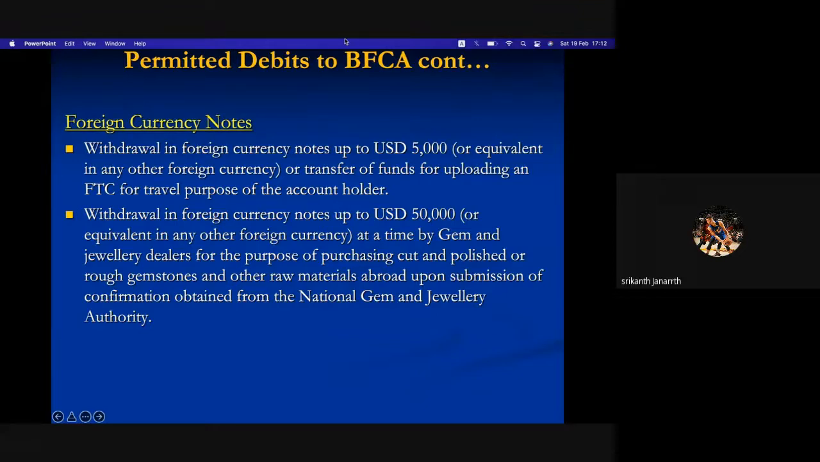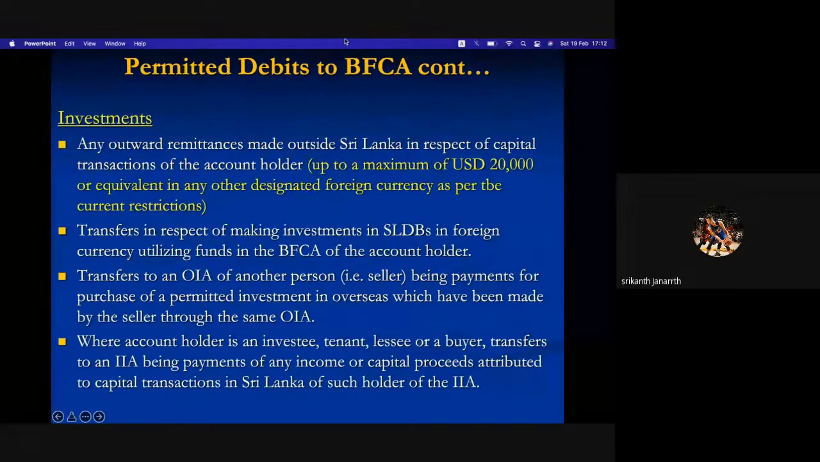So they have been specially permitted because of the nature of the business they are in. They need to carry hard currencies in order to purchase gems. Therefore, a special permission is given to that segment, right?